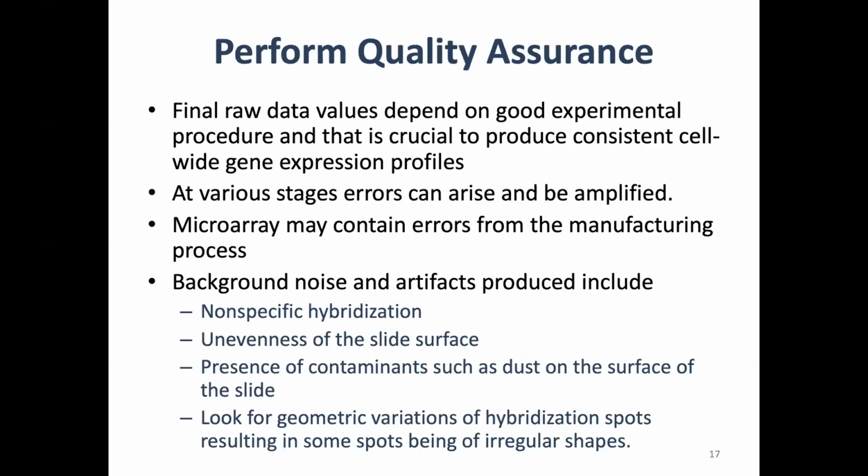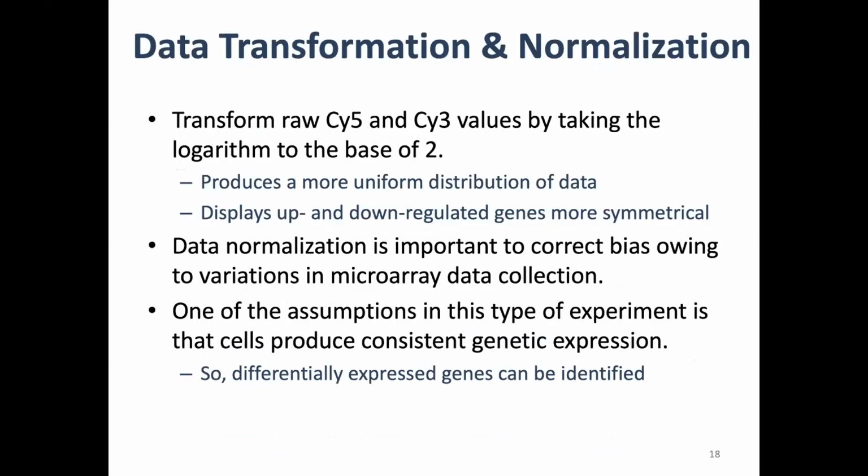And especially if you look at the hybridization spots, there should be randomness. There should not be any specific geometric pattern there. But if you see any irregular shapes, any specific geometric patterns like a circle or spiral, then you know that there is something wrong with the hybridization. So look for geometric variation of hybridization spots resulting in some spots being of regular shapes. That gives you the idea that something is wrong: the background noise is high, there are artifacts, all those things. So we'll look at this later.